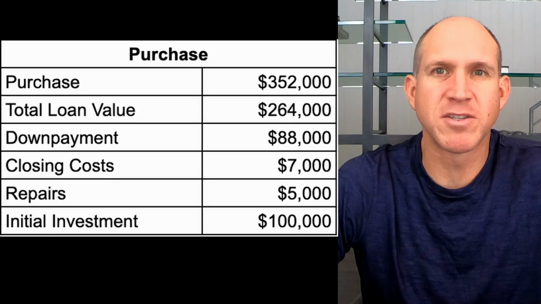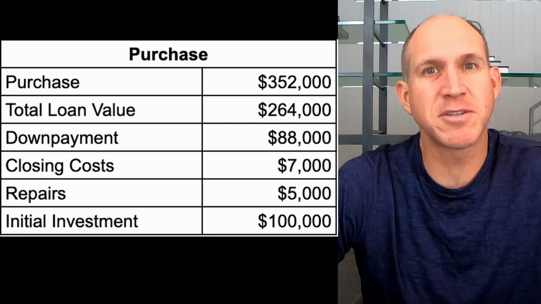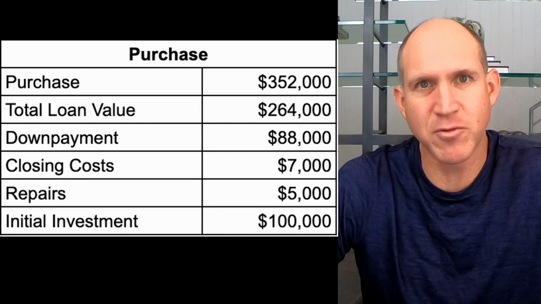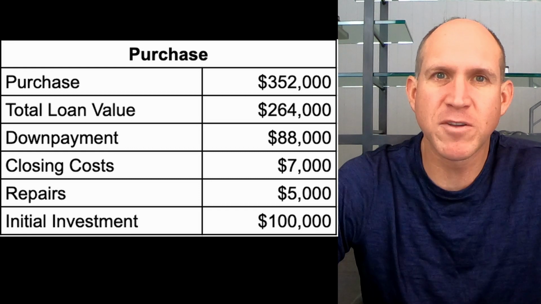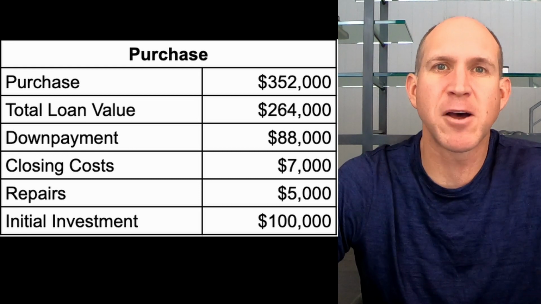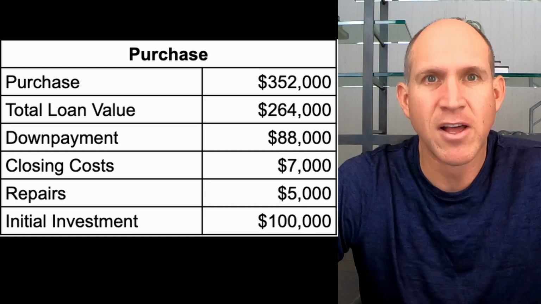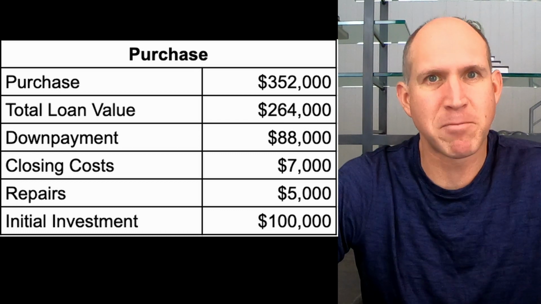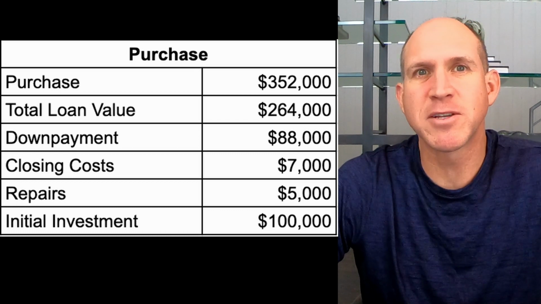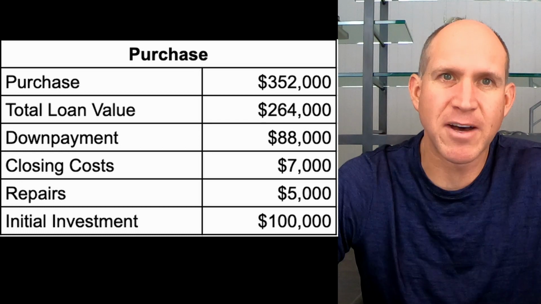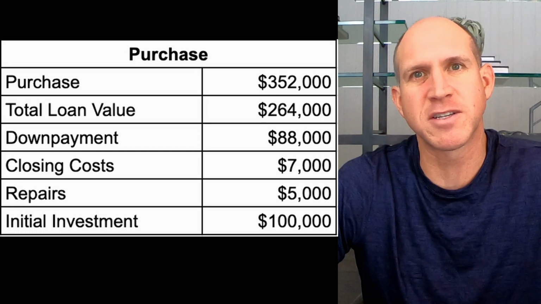The purchase price was $352,000 and I was able to get a 75% loan to value ratio for this purchase. So the loan was for $264,000 with a down payment of $88,000. Closing costs were $7,000 and repairs would be about $5,000. So my total investment for the purchase was $100,000 and the total loan value was $264,000.